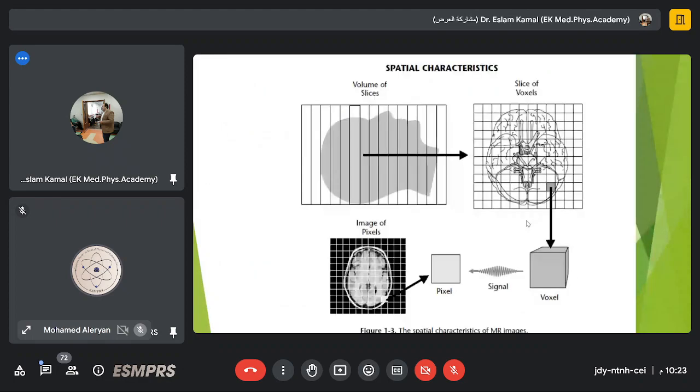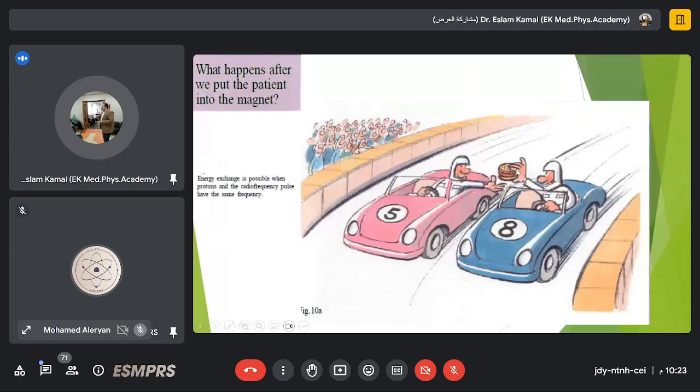Now, if you have two cars moving with the same speed, you can transfer energy from one car to another. But if they are moving with different speeds, the energy will be lost. It will not be received by the other car. Why? Because they are moving with different frequency or different speed.